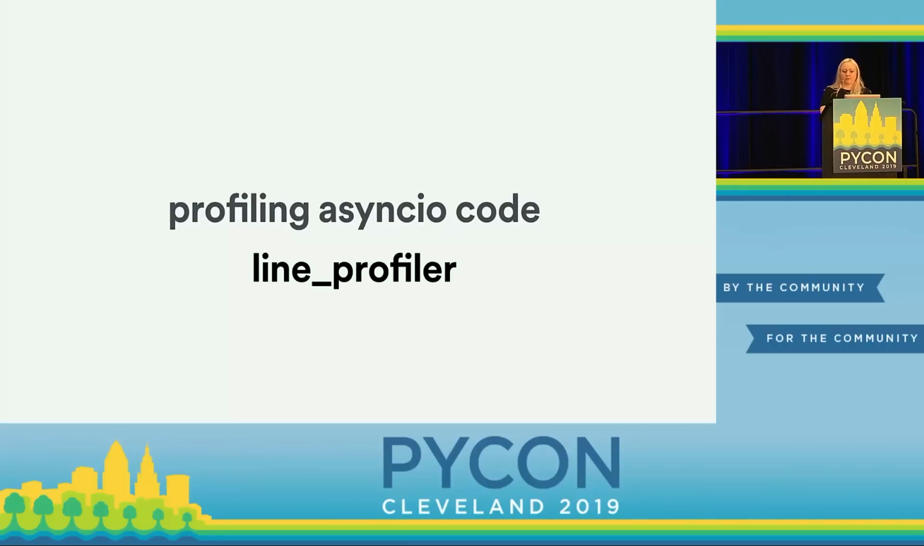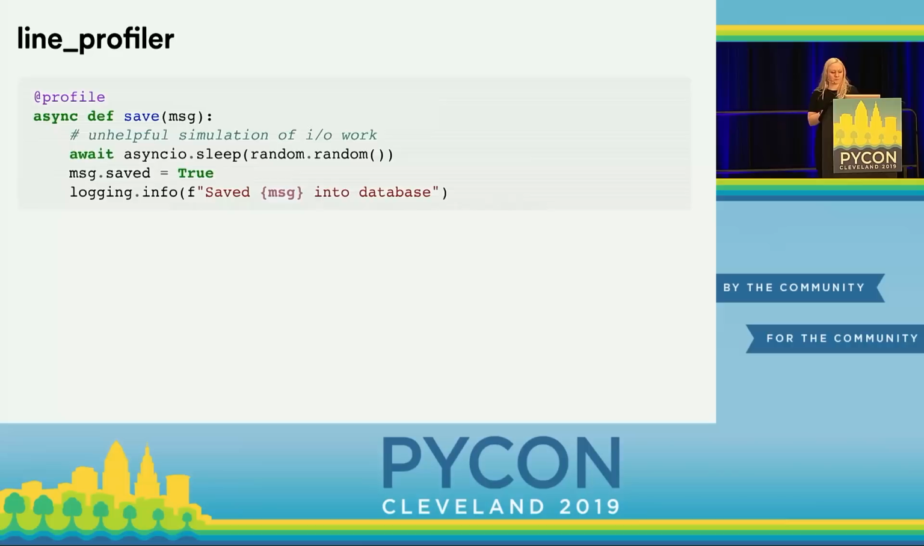So KCacheGrind will allow us to get a broad picture of what's going on and give us some visual clues of where to look for potential areas of unnecessary time spent. And then there's a line profiler package. With this, we can hone in on areas of our code that we're suspicious of. After installing line profiler, you can add the profile decorator where you want to profile. And here I'm only decorating the save coroutine.